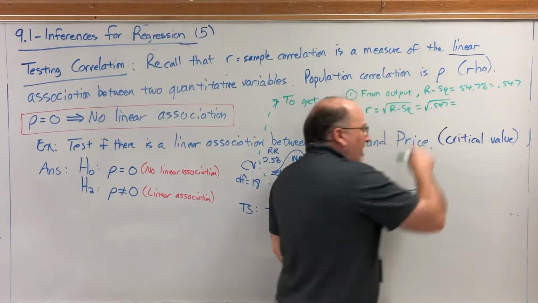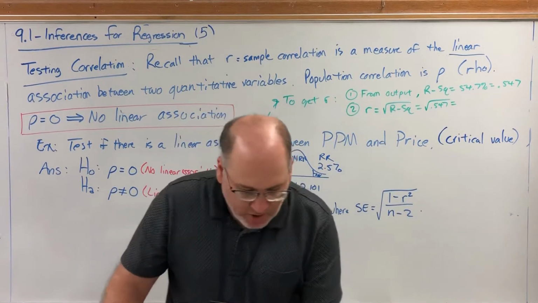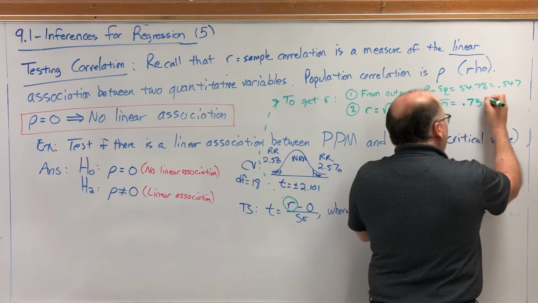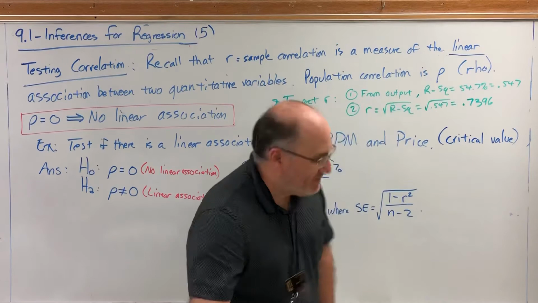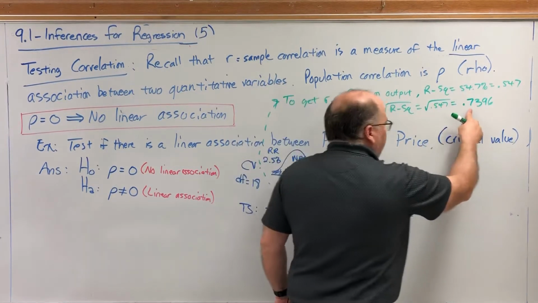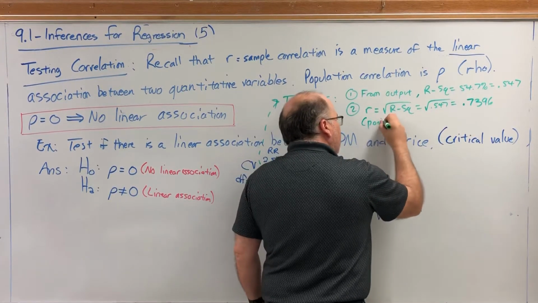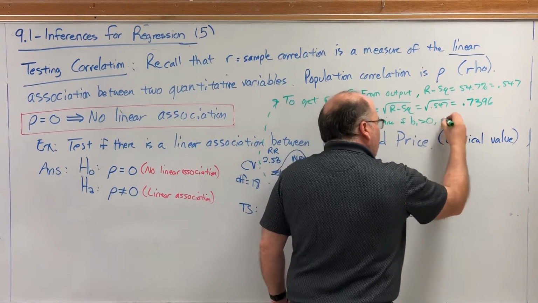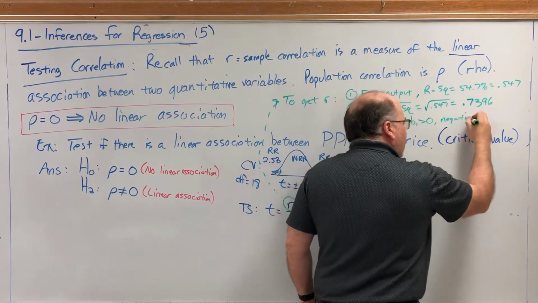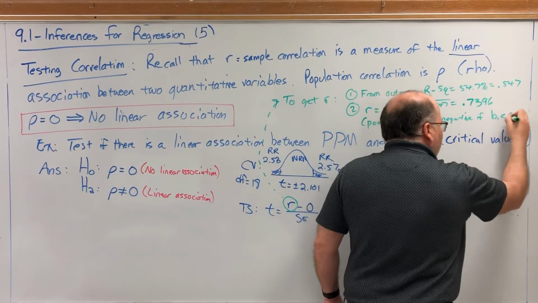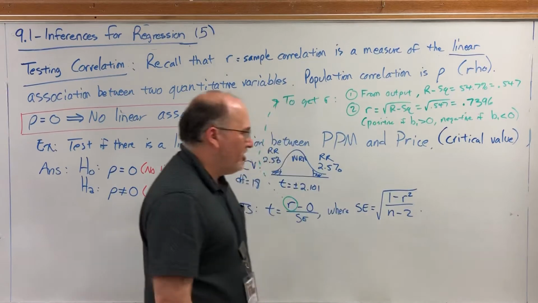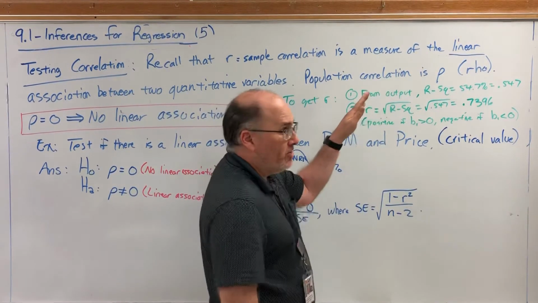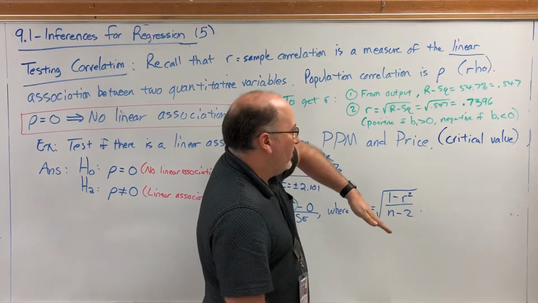So here, use a calculator to square root the value of R squared to 4 decimal places. I get 0.7396. But this could be positive or negative. Positive if the slope is greater than 0. Negative if the slope is less than 0. Because the sign of the correlation and the sign of the slope have to be the same. Positive slope, positive correlation. Negative slope, negative correlation.